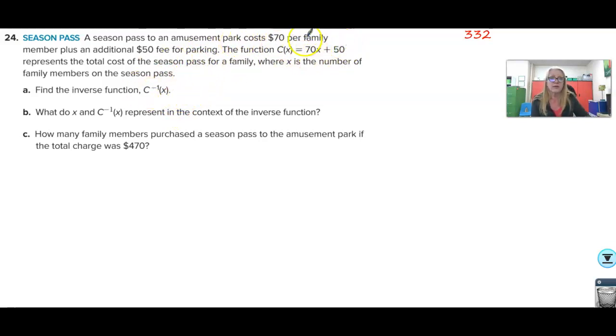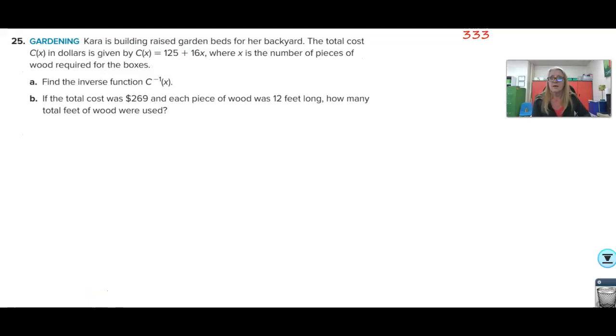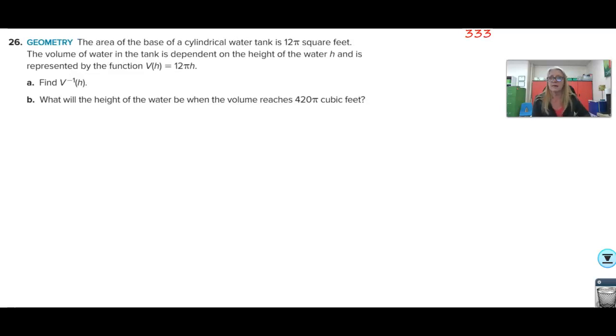You have your function right here. You would change this to y, swap y and x, find the inverse function, and then they want to know what x and c to the negative 1 of x represent. So, of course, you would say originally they meant this, and now they mean the opposite. And then you solve with your new inverse equation for when x is $470. Okay, do it just like we did before. Same thing here. Okay, maybe I'll do these in class.